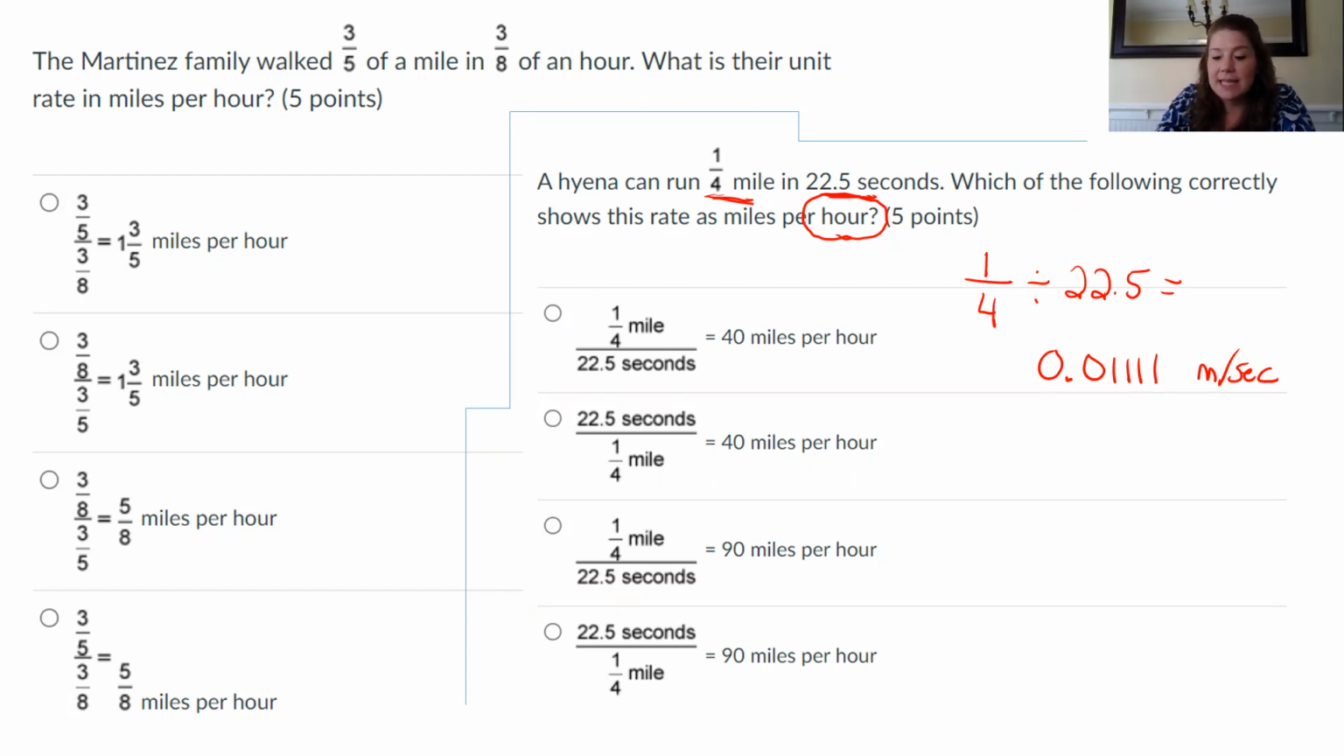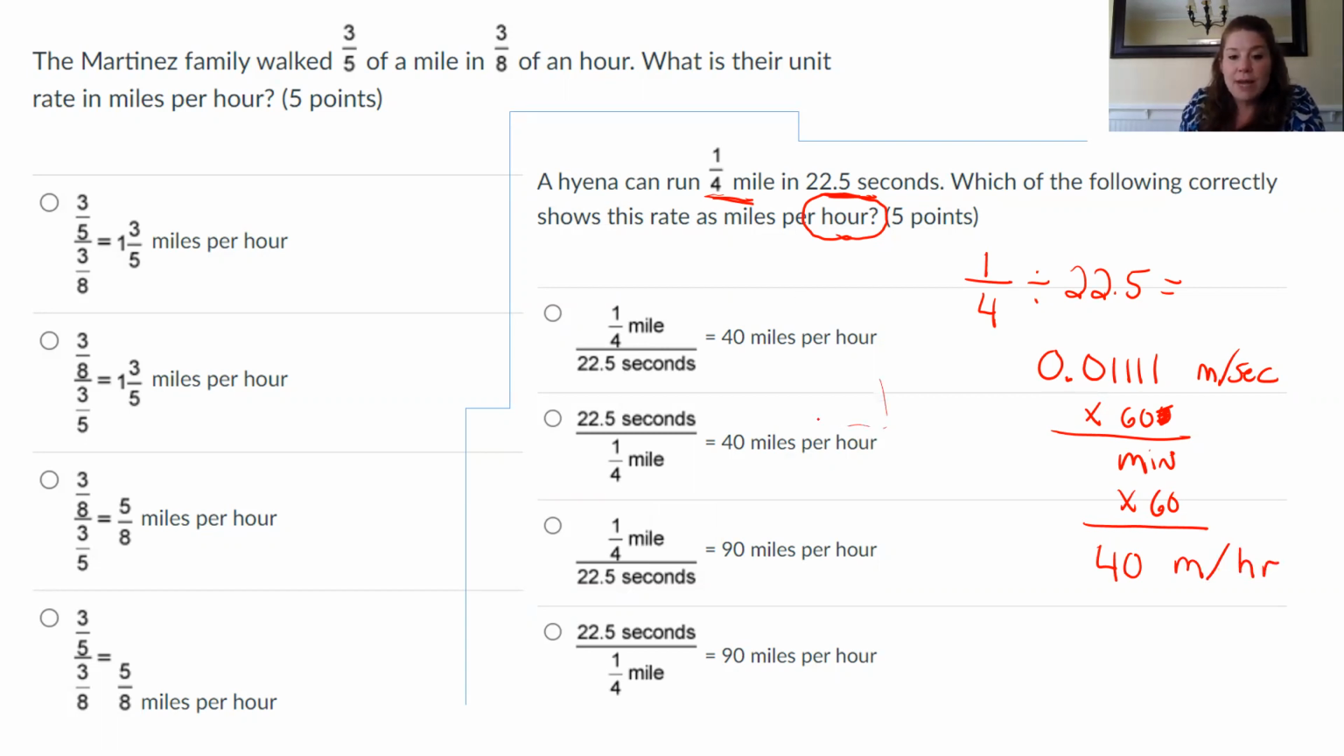That converts it to minutes. And then I'm going to do it one more time, times 60 again. I multiplied this number by 60, and that converted it to minutes. And then how many minutes are in an hour? I took that answer, I multiplied by 60 again, and my calculator tells me the answer is 40 miles per hour now. Okay, I hope that makes sense. Well, there's 2 answers that's 40. It's A and B.